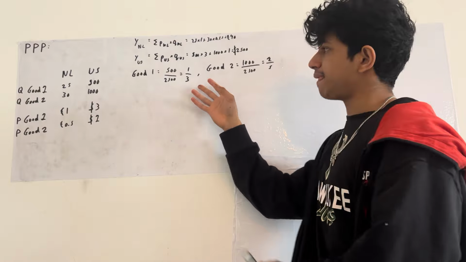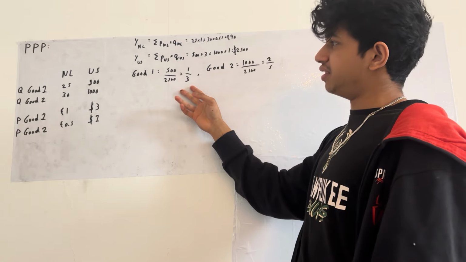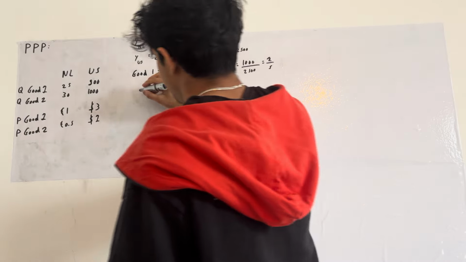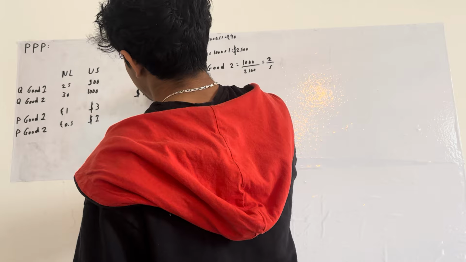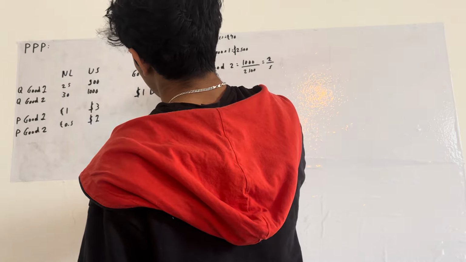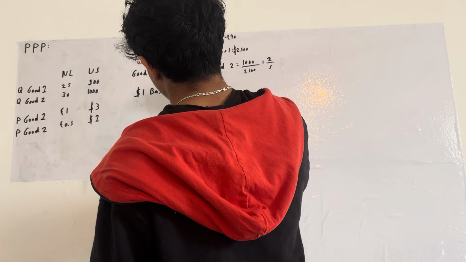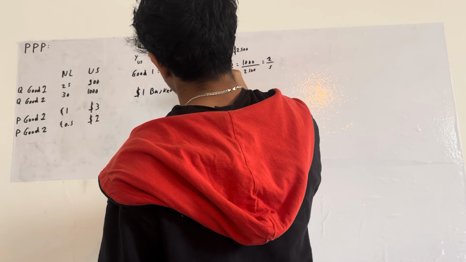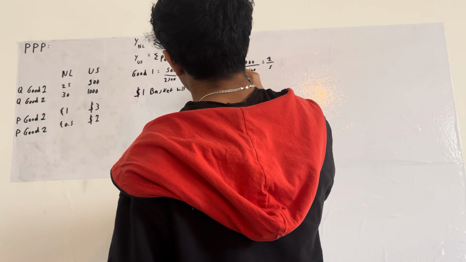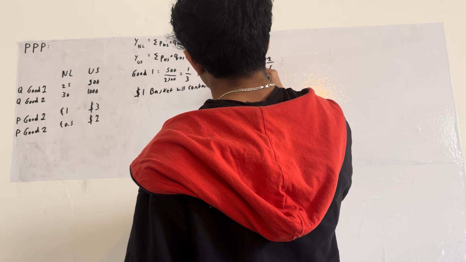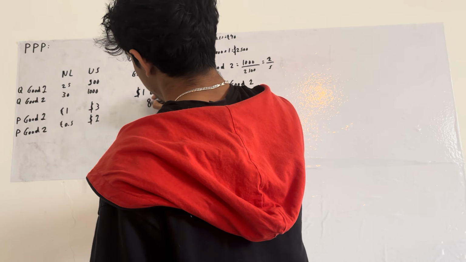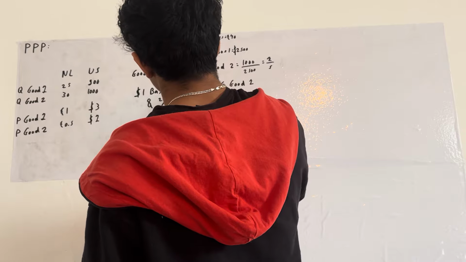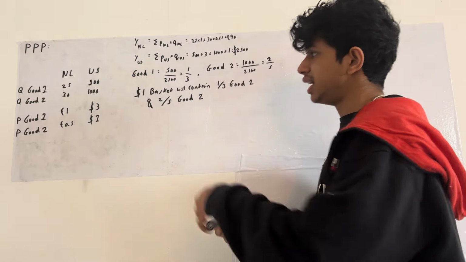Alright, yeah. So, what do we do with these values over here? So we got 1 over 5, 2 over 5. That means that a $1 basket in the US will always contain 1 over 5 good 1 and 2 over 5 good 2. That's it. That's a $1 basket.